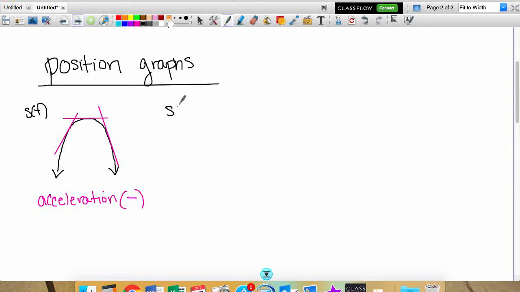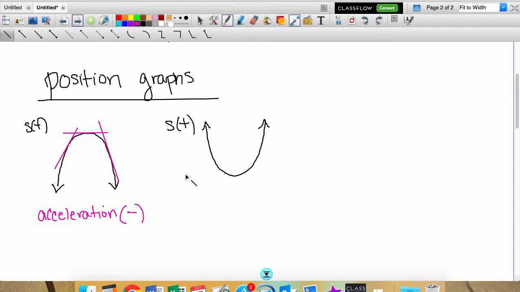All right, let's take a look at another position graph. Suppose we want to consider a parabola that opens upwards. Here's an example of a tangent line, another tangent, and yet another tangent. Here we can see a negative slope going to a slightly positive to an even more positive value. So it looks like the slopes are increasing in value. This means that our acceleration is positive.